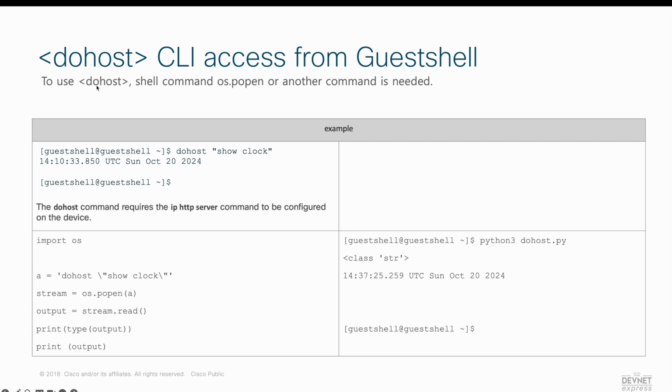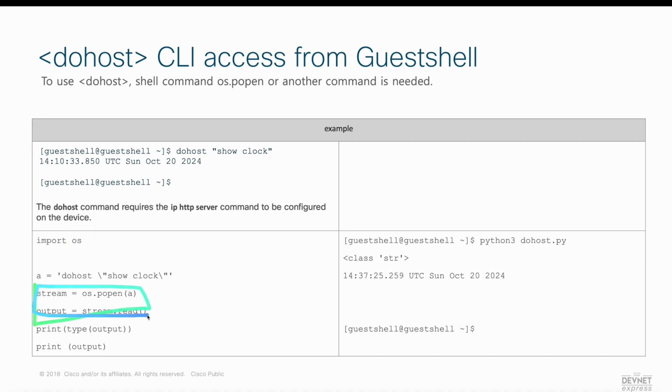So the first thing is the dohost command at the guestshell prompt. We can use dohost with a show command like this. If you want to use this dohost command in Python, you have to import os. os is to run the shell command.